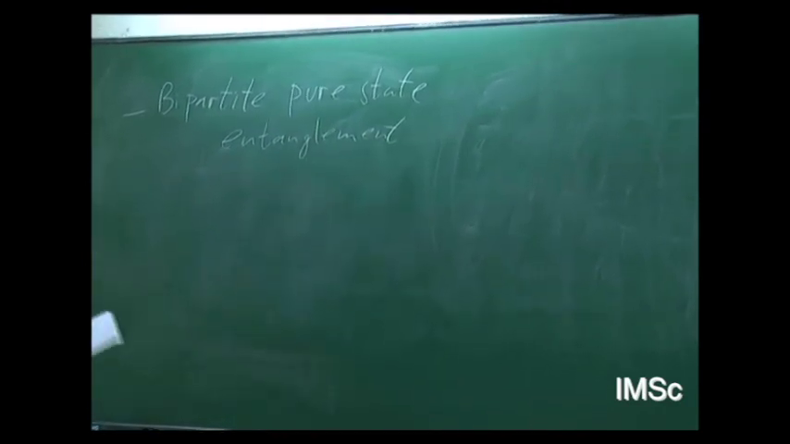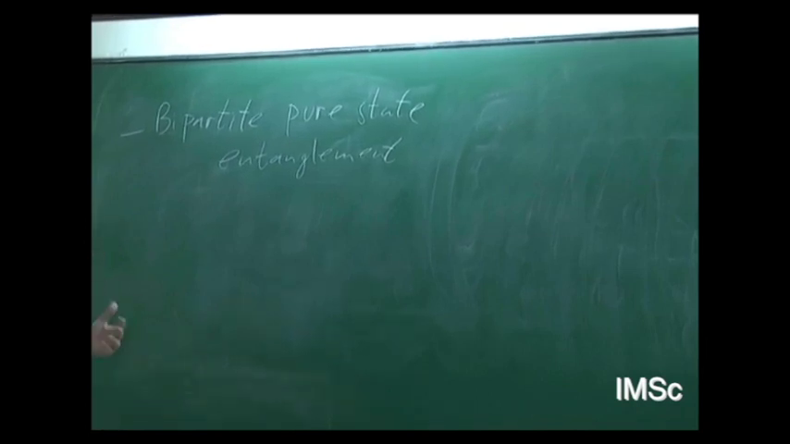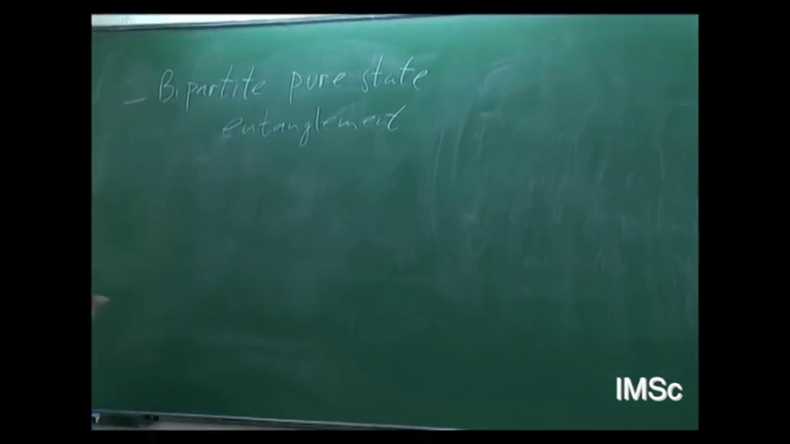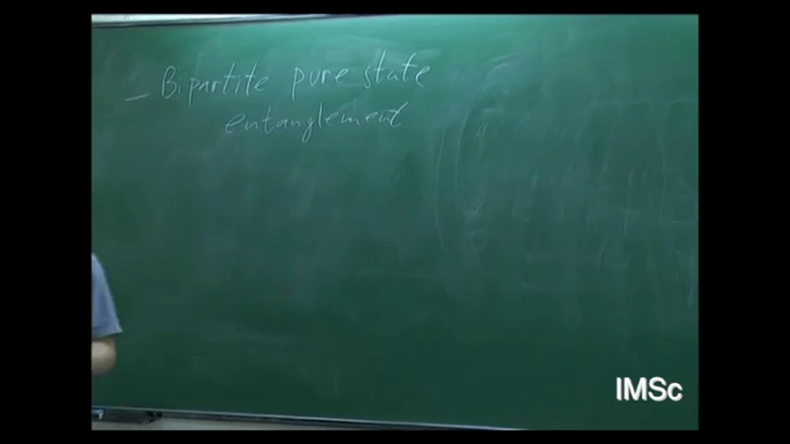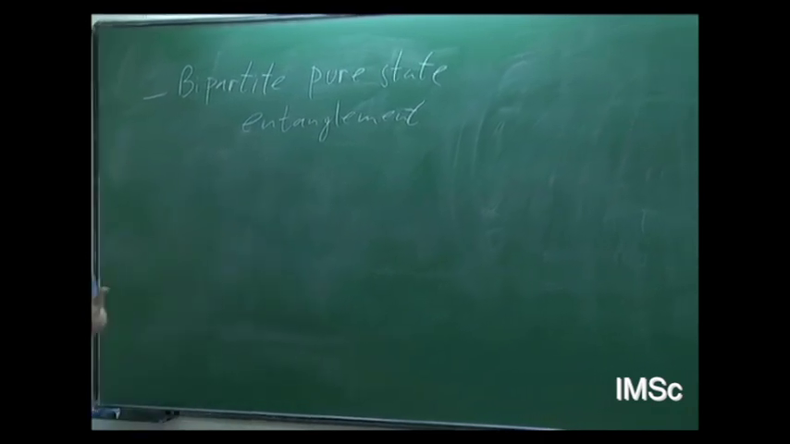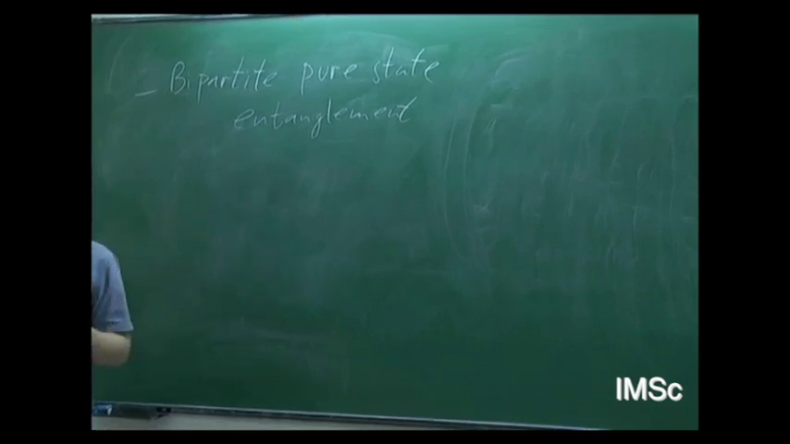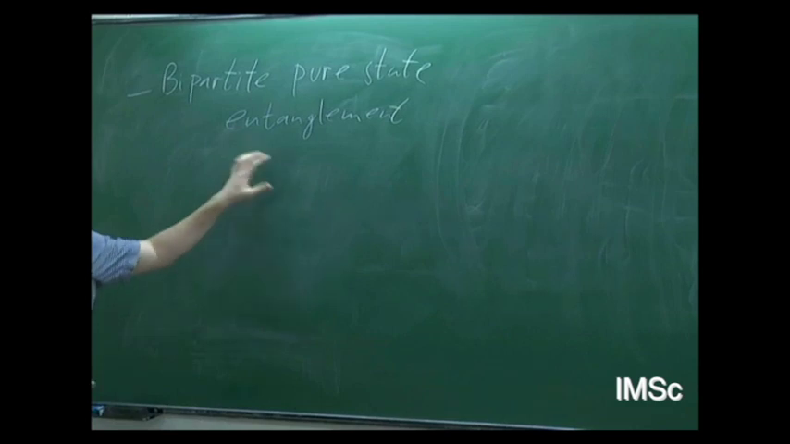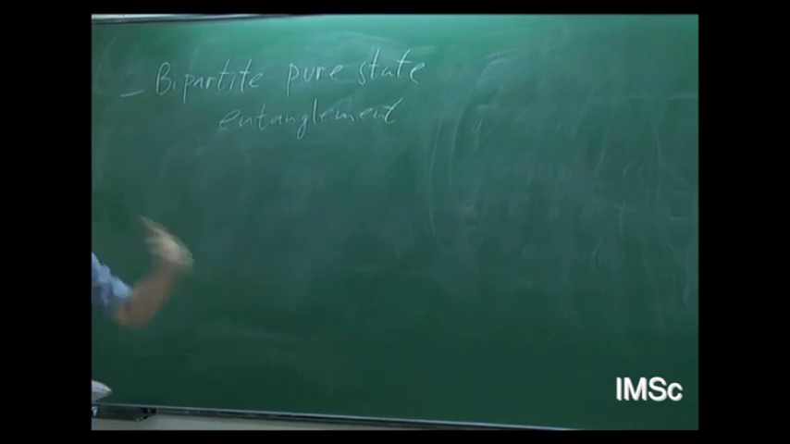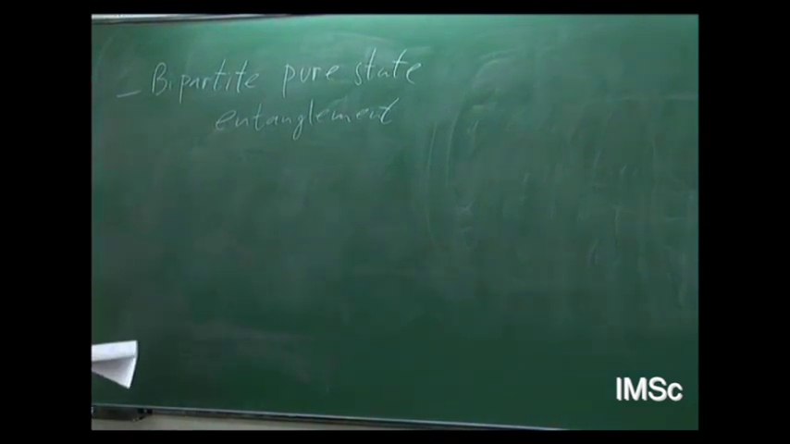Bipartite pure state entanglement. So let's see what it is. This is really the situation where we understand entanglement best and how to quantify it, pretty much everything you want to know about it. And it'll be useful because once we define an area law, this will be exactly the set that we have in mind. So it's good that we understand it very well.